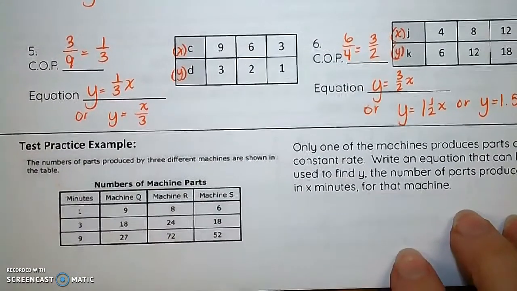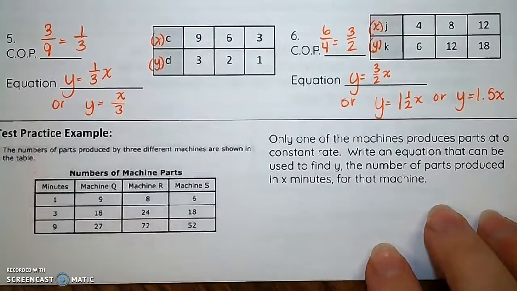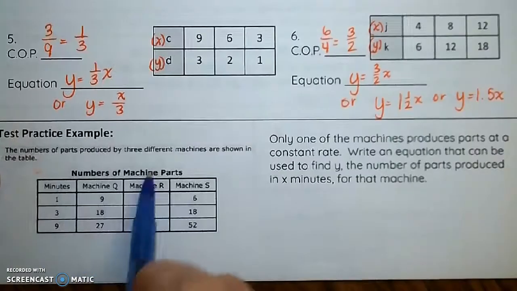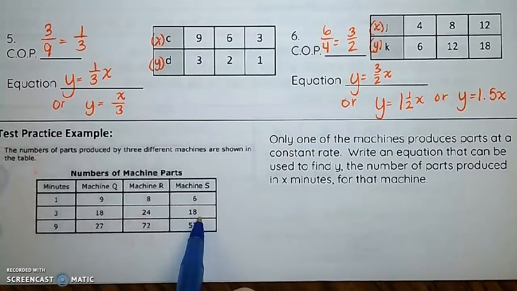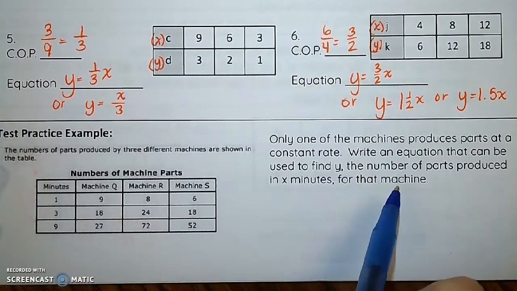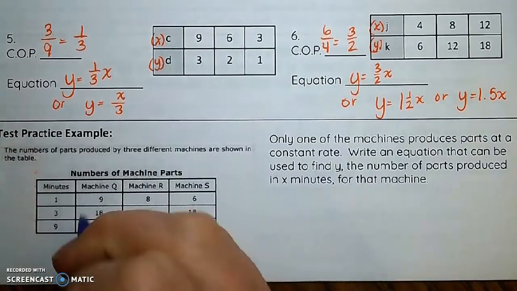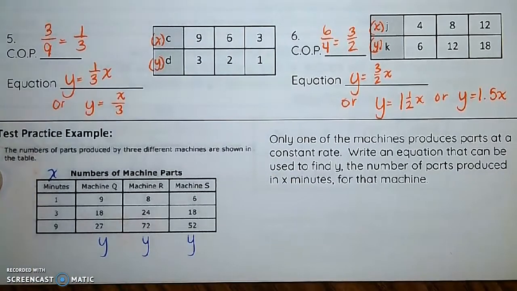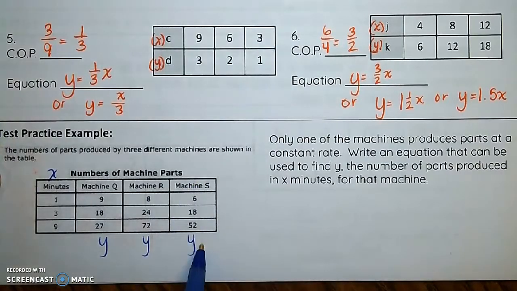Our last one down here, we've got a practice test example, if I can fit it all in there. We've got lots of parts going on here. So this is the minutes, and then I have different machines that I'm comparing. It says write an equation that can be used to find y, the number of parts produced in x minutes. So this is my x. These are all different y's. And so I'm seeing, is this a proportional relationship? Is this a proportional relationship? Is this a proportional relationship?